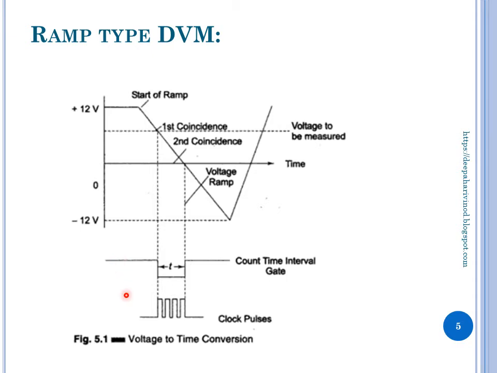When the two voltages become equal, a coincidence clock generates a pulse which opens the gate. See, at this point, this is the ramp and this is the voltage to be measured. At this instant, both the voltages become equal, so a clock will be generated which opens the gate. The input comparator generates a start pulse.